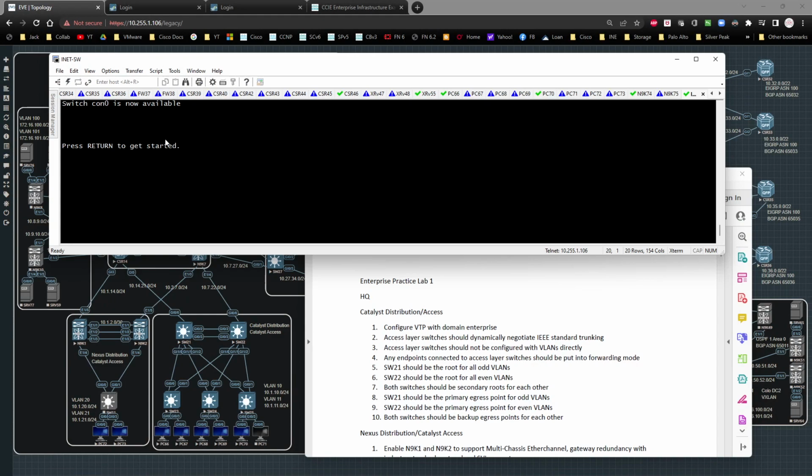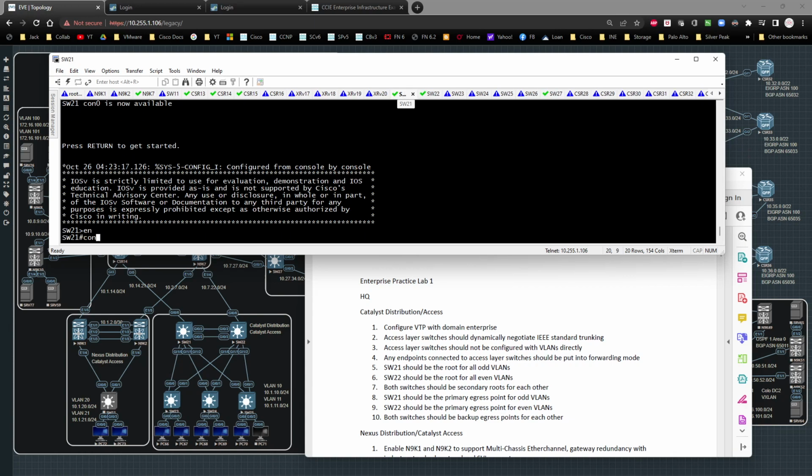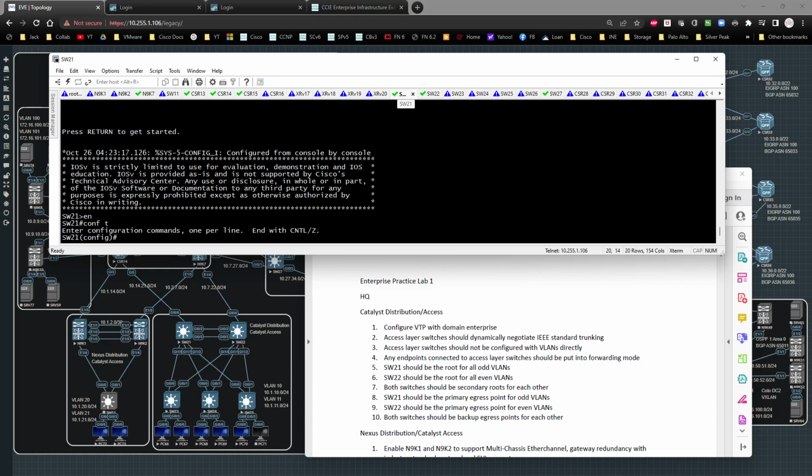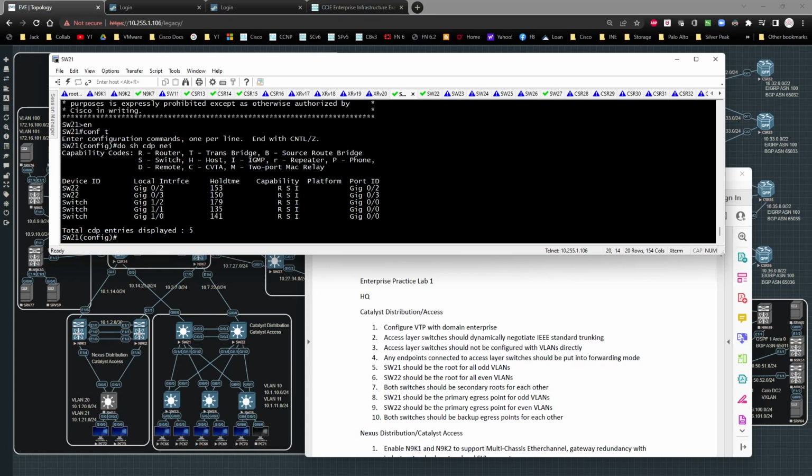So the first thing I'm going to go do is on switch 21, which is still way over here. Thought I was far enough over. That's the drawback when you've got this many pieces of equipment in your lab. So on switch 21, I'm going to go to global config and type show CDP neighbors. We're going to see switch, because we haven't configured anything, gig 10, 11, and 12. Okay, so I'm going to type interface range gig 10 through 2.